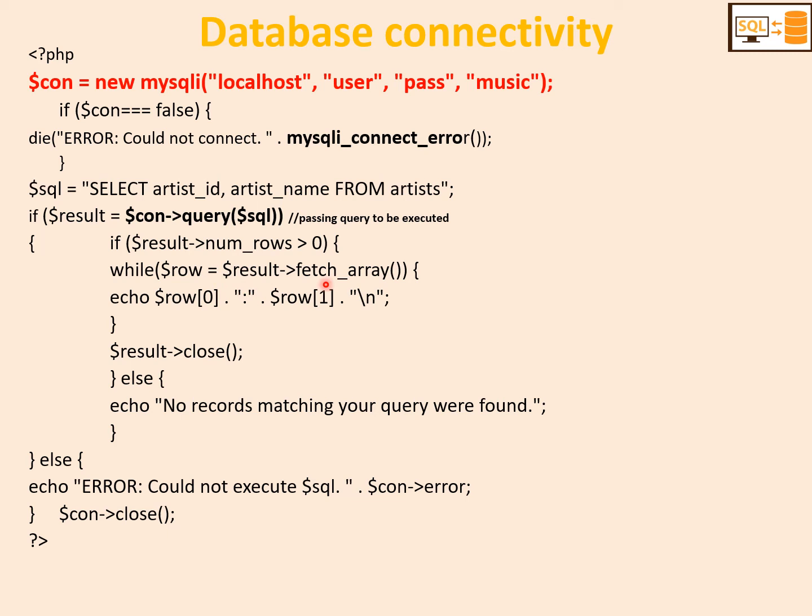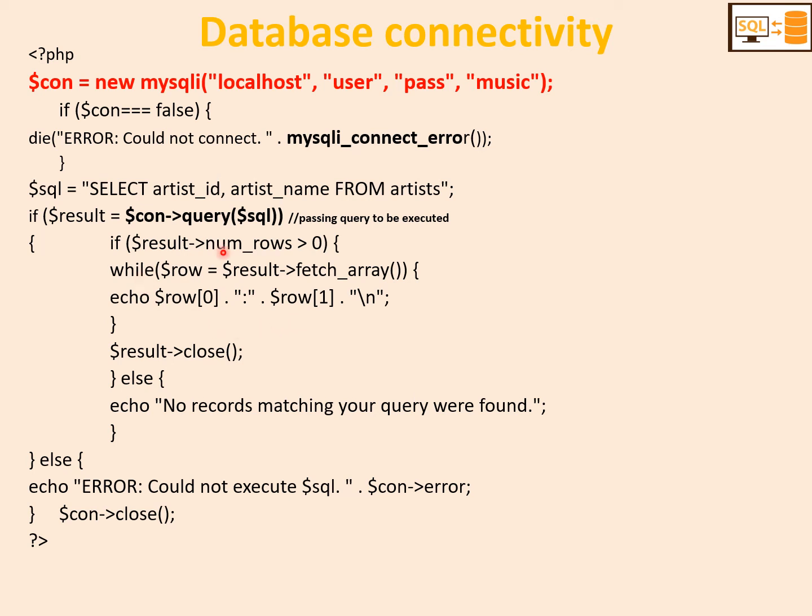Initially, the first row from the resultant variable is extracted, and this first row has 2 attributes, artist ID as well as artist name. For displaying the artist ID, we specify $row of 0. So the first artist ID will be displayed, then a colon, then $row of 1, that is the corresponding artist name. Artist ID colon artist name will be displayed.